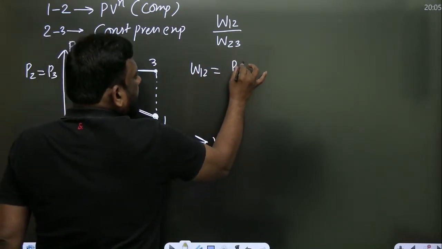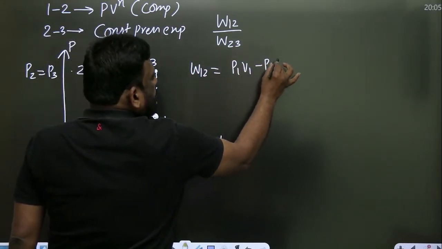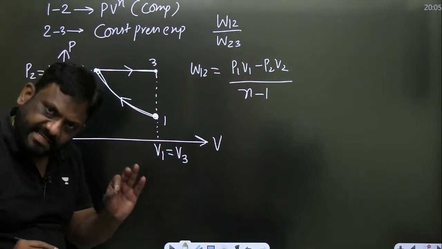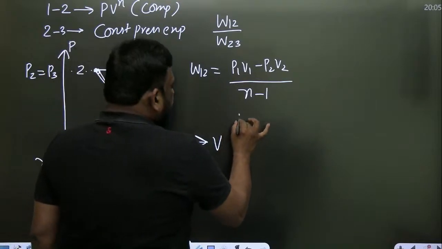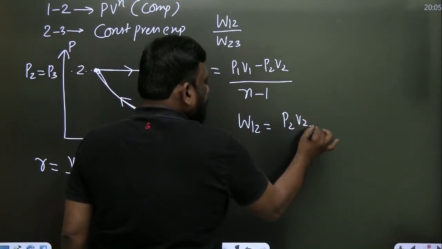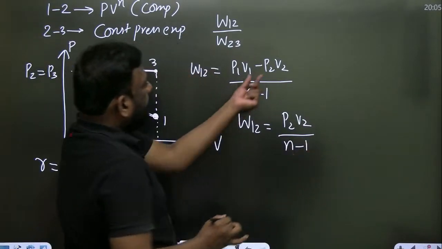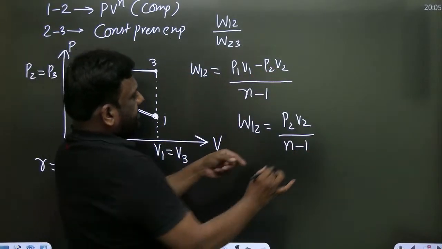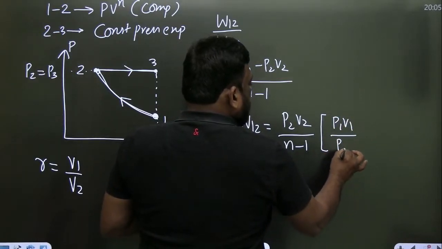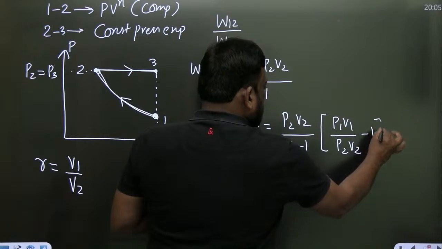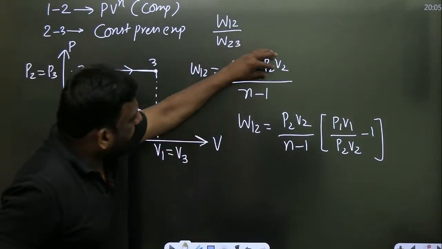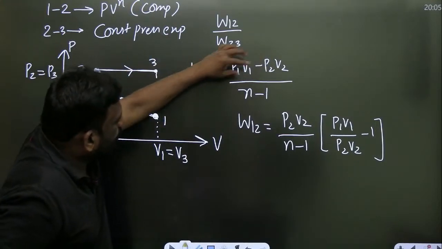ठीक है sir. Can anyone tell what is polytropic work? It is P1 V1 minus P2 V2 by n minus 1. Is it correct sir? Yes, it is correct. तो एक सेकंड इसको थोड़ा रीअरेंज करेंगे. Let me take P2 V2 outside. Already there is n minus 1. So this can be written as P1 V1 by P2 V2 minus 1. Excellent sir. Is there any difficulty sir? From this I took P2 V2 bahar. So P2 V2 by n minus 1.